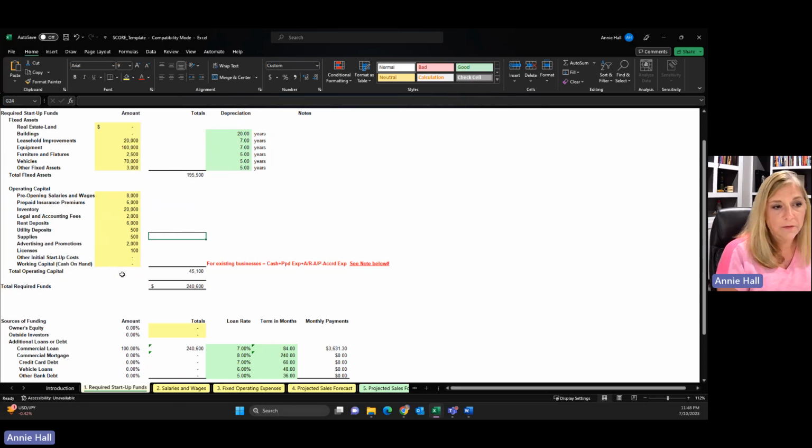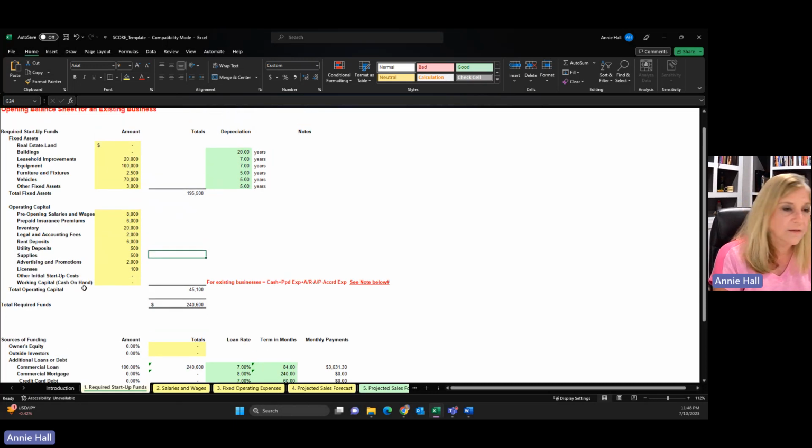And then working capital. So working capital is cash in the bank. This says cash on hand. That means in the bank. I can't start with nothing in the bank, right? I'm going to have to pay people, and I'm probably going to have to pay my light bill and those types of things before my cash really starts rolling in from sales. So I need to have some cash in the bank.